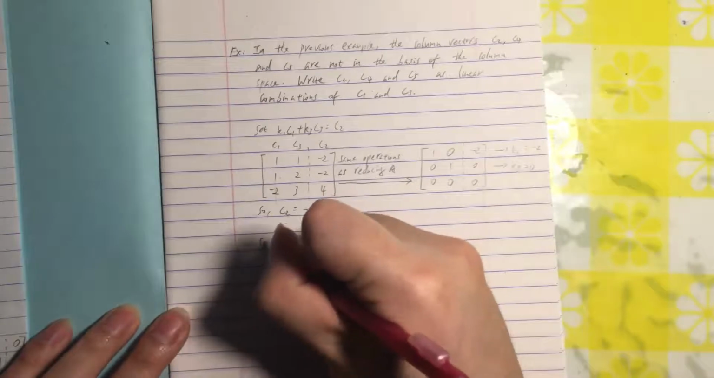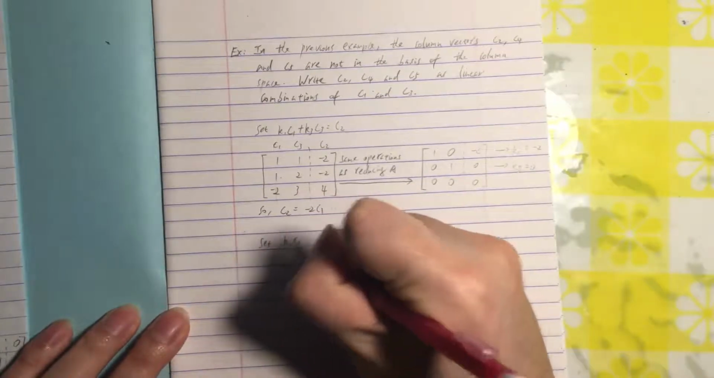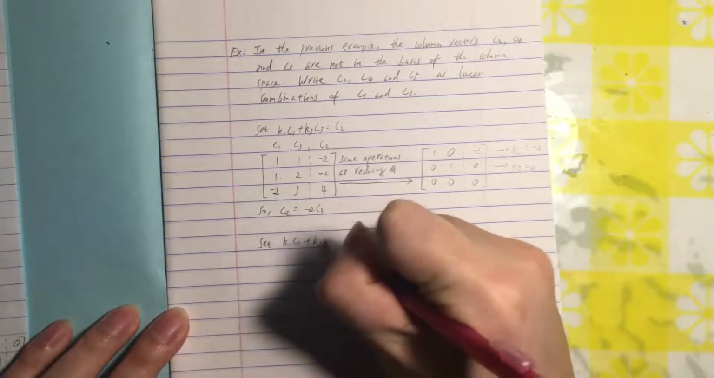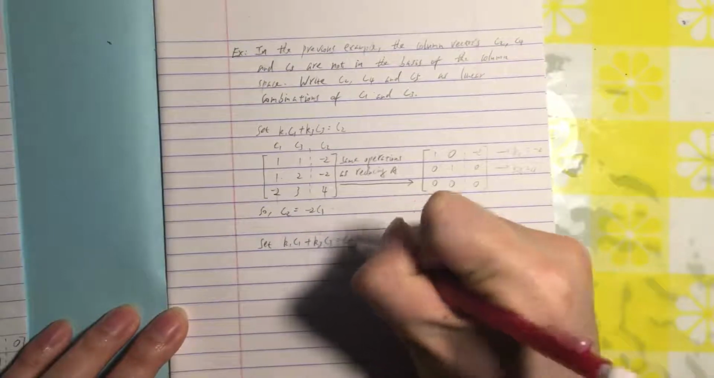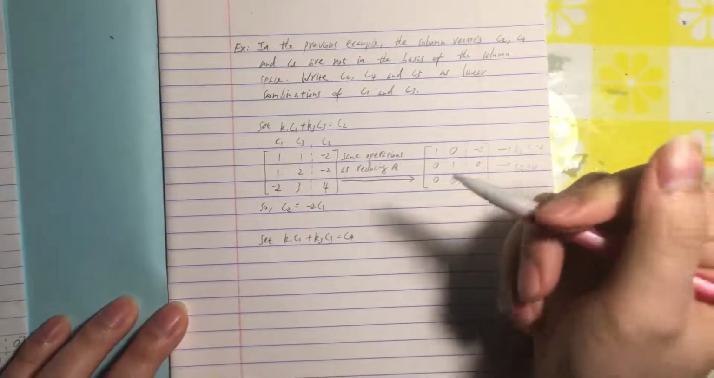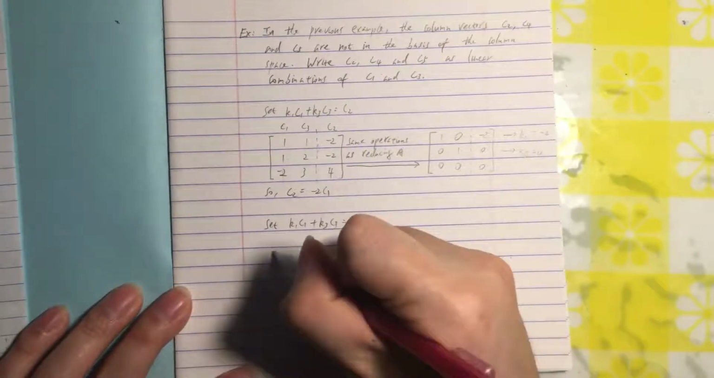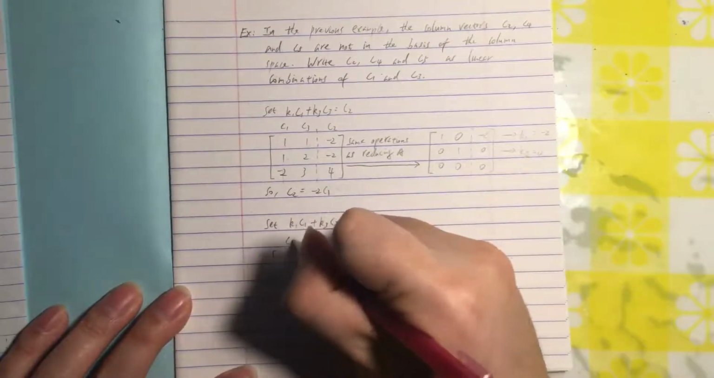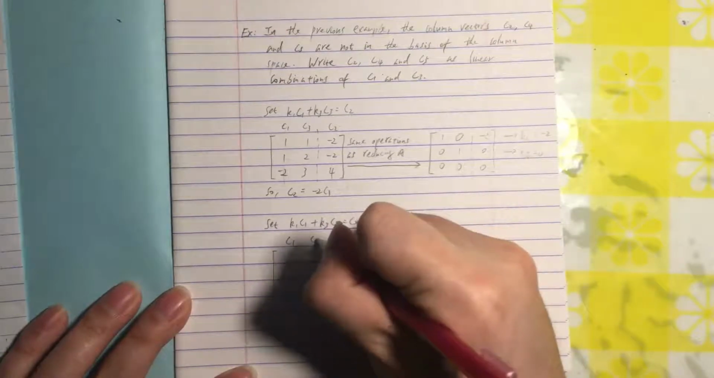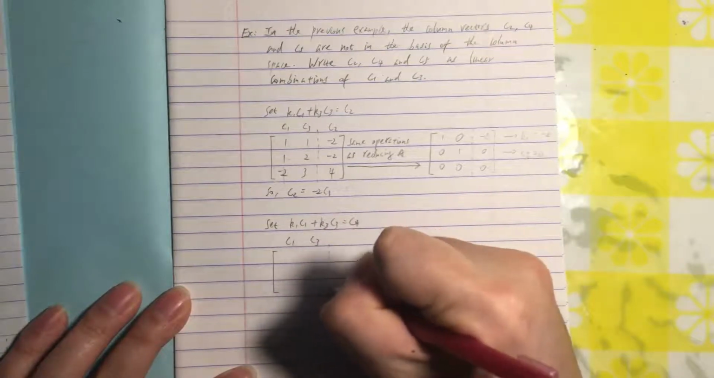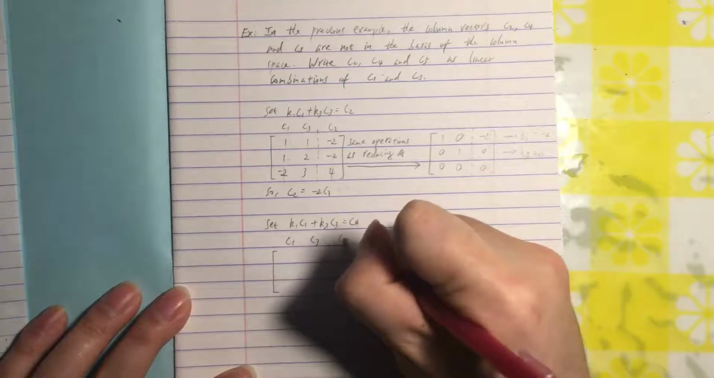So next, I set K1 C1 plus K3 C3 equal to C4. Then, for this vector equation, its augmented matrix looks like this. I put C1 in the first column, C3 in the second column, and the components of C4 in the last column.